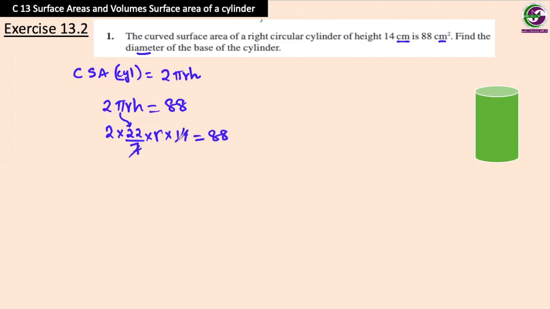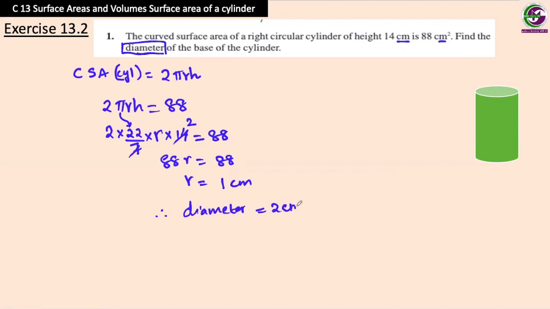Now you can simplify here. So we have 2 times 22 is 44, times 2 is 88. So 88 r is equal to 88. Dividing 88 on both the sides, we have r is equal to 1 centimeter. But the question asks for the diameter. So therefore, diameter is 2 times radius. Diameter is equal to 2 times 1, which is 2 centimeter, since diameter is equal to 2 times radius.